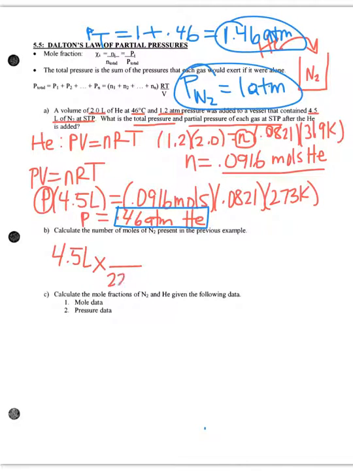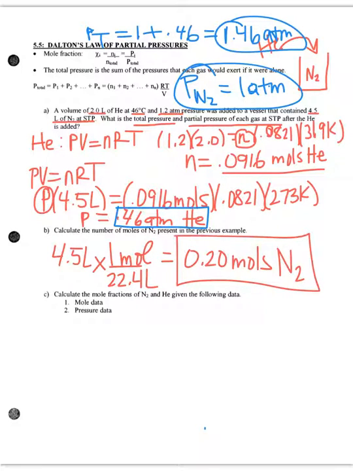Therefore, we put the 22.4 liters on the bottom, so those will cancel, and then the 1 mole goes on top. Okay, go ahead and divide those. If you do it correctly, you should get 0.2 moles of nitrogen. Okay? All right, then let's take a look at part C.